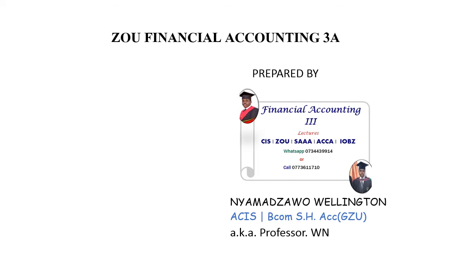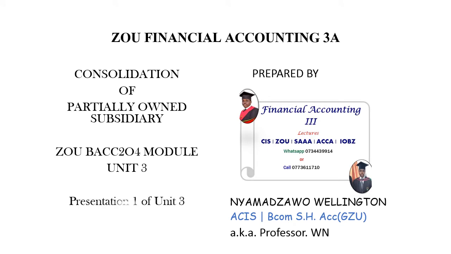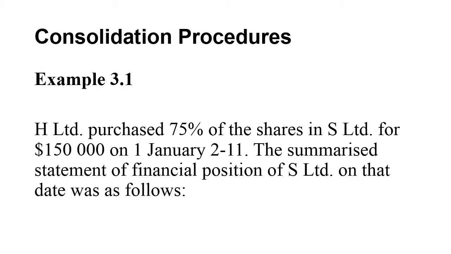Right, I just want to take you through consolidation of partially owned subsidiaries in volume 1 of the BACC 204 module, Unit 3. So this is the first presentation of Unit 3, consolidation procedures. Let's go to Example 3.1. H Limited purchased 75% of the shares in S Limited for 150,000 on 1 January 2011. The summarized statement of financial position of S Limited on that date was as follows.